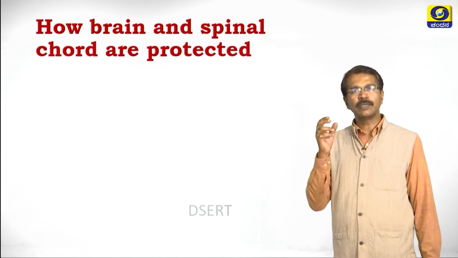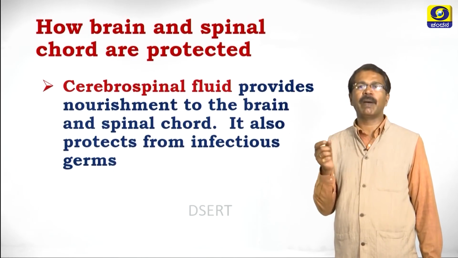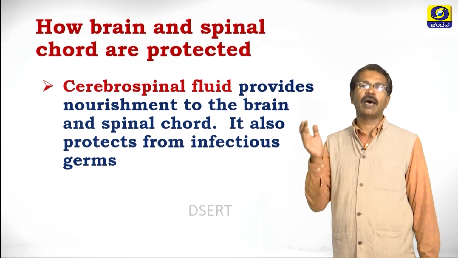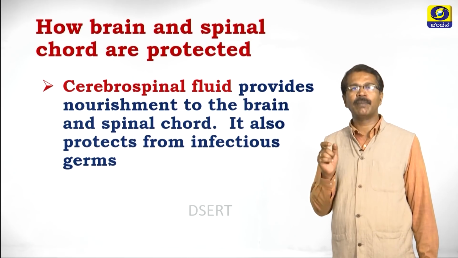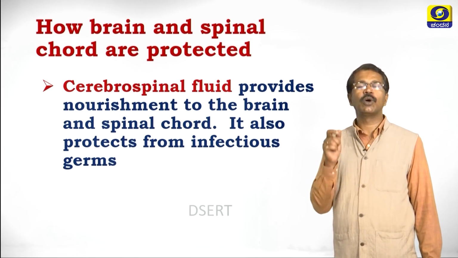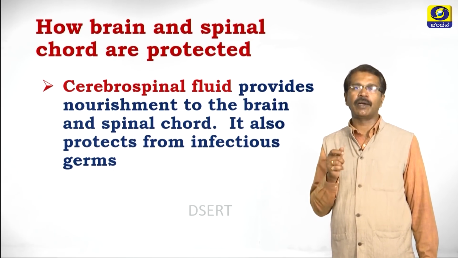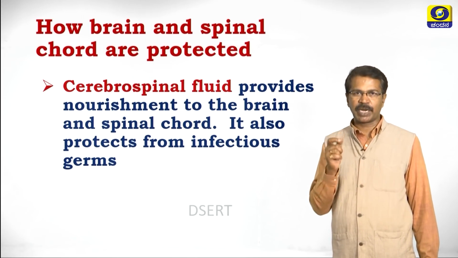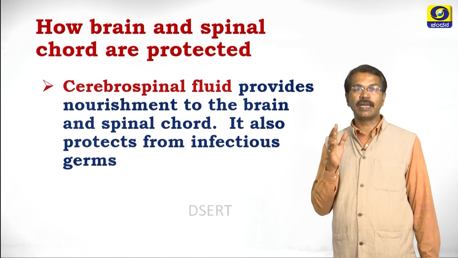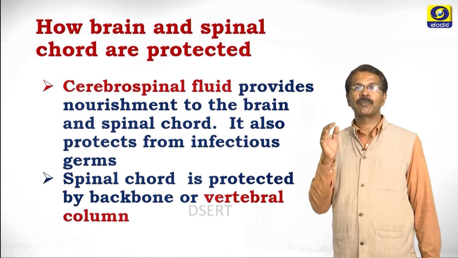Further, the spinal cord is also protected by cerebrospinal fluid and the meninges layers, and even the vertebral column, or the bony structure, also protects the spinal cord. That means the complete nervous system is completely protected. Three-layered protections are there.